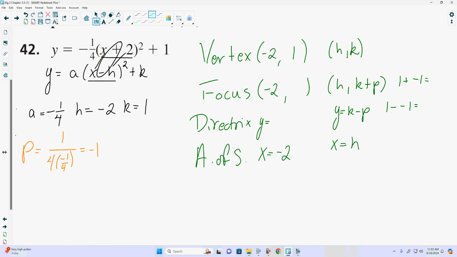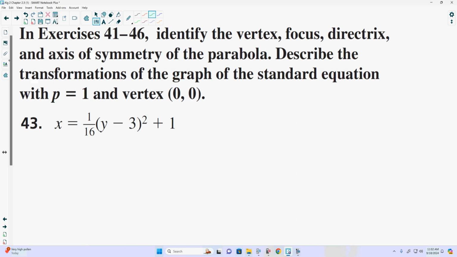So, focus. 1 plus -1 is 0. Now our negative, or 1 minus negative 1, would be 2. So directrix would be y equals 2. Yep. Questions on this here? Are you good with this here so far? Let's look at the next one.